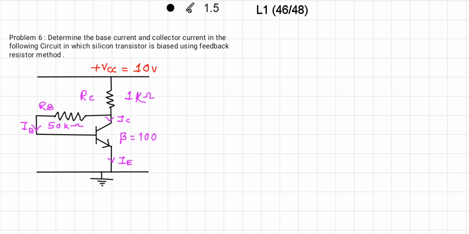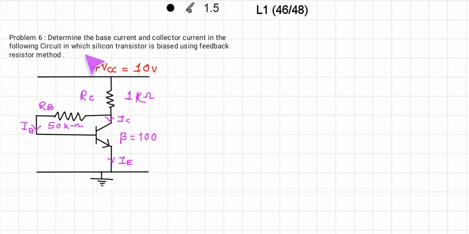So see, the problem is: determine the base current and collector current in the following circuit, in which a silicon transistor is biased using the feedback resistor method. So remember that we have to find out the base current, this IB, and the collector current.